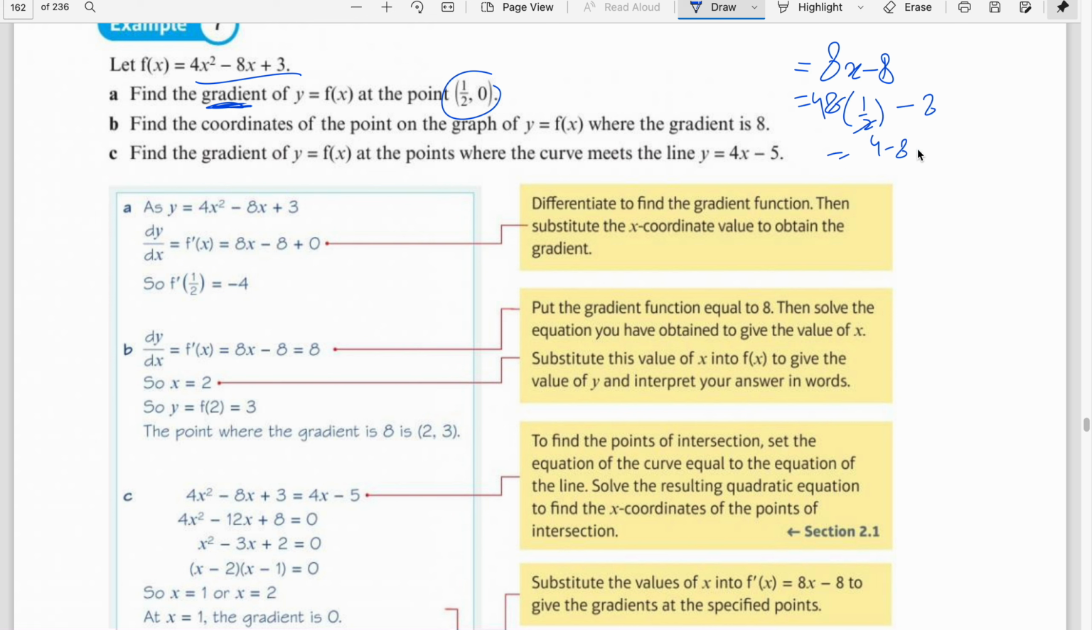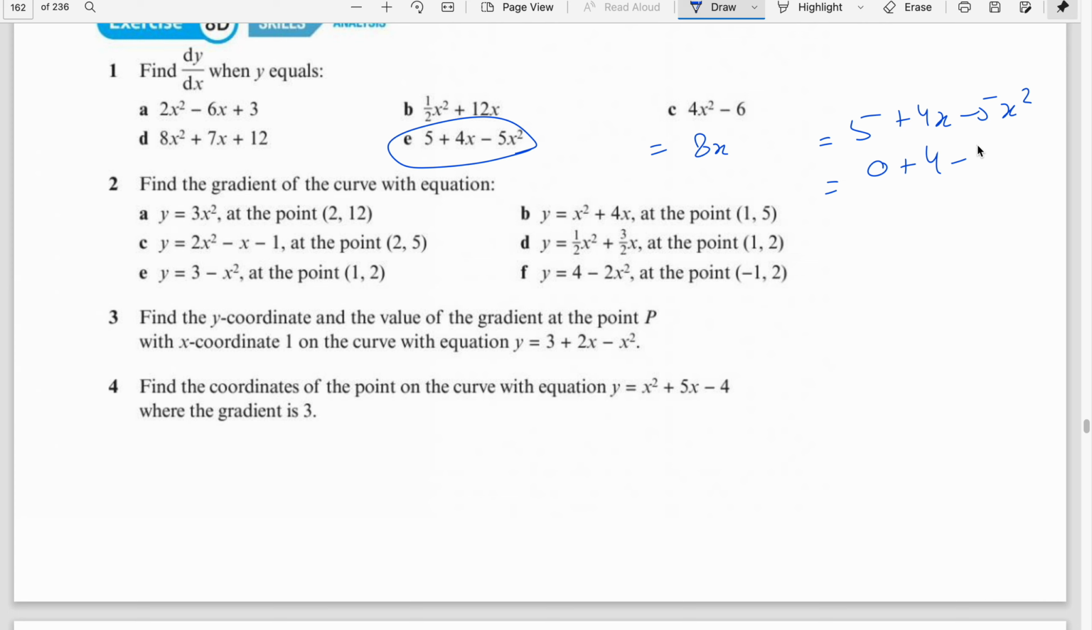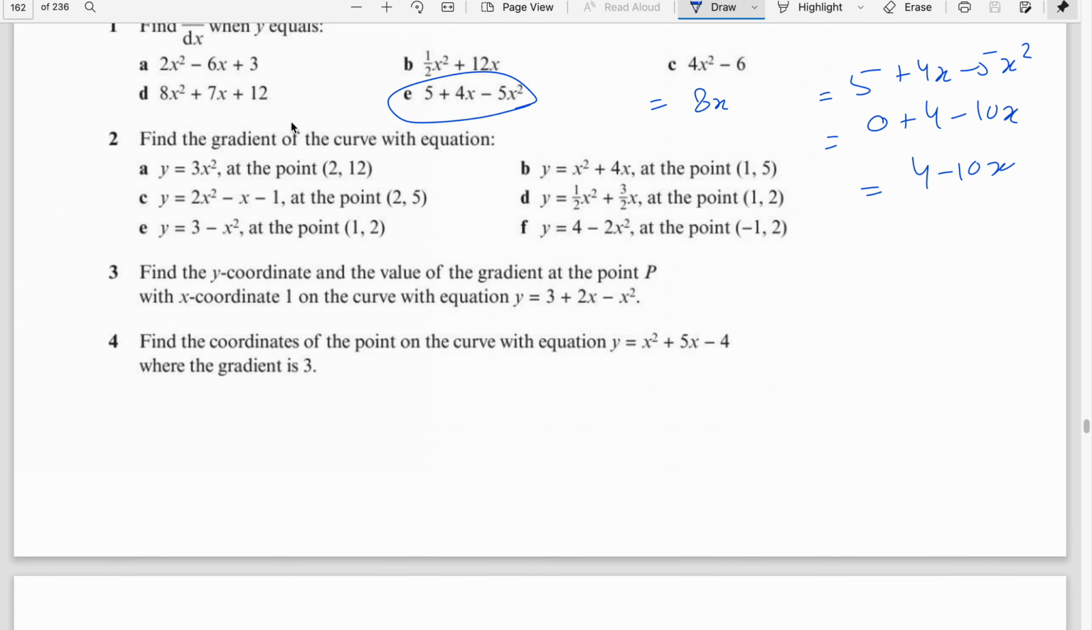Let's try this. 5 plus 4x minus 5x squared. So the differentiation of constant is 0. This is 4 minus 10x. So 4 minus 10x. Gradient of the curves, we just differentiate and plug in the value of x. Find the y coordinate and the value of the gradient at the point P with x coordinate 1 on the curve with this equation.